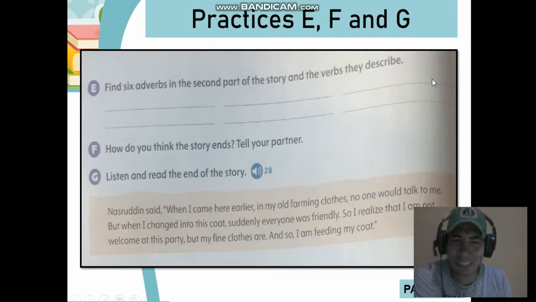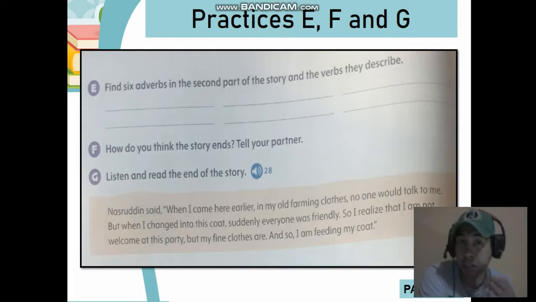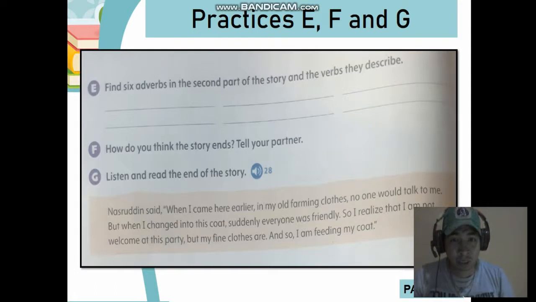This is an interesting story, isn't it? I like it. I want to know how the story ends. So move on to the practices E, F, and G. In practice E, I want you to find 6 adverbs in the second part of the story. So from the story we just read, I want you to find 6 adverbs. Okay? Do you know what an adverb is?